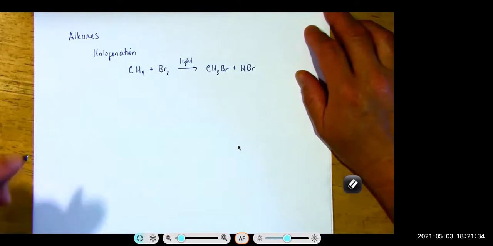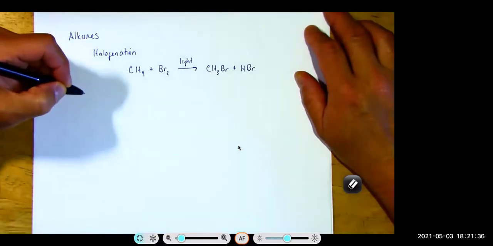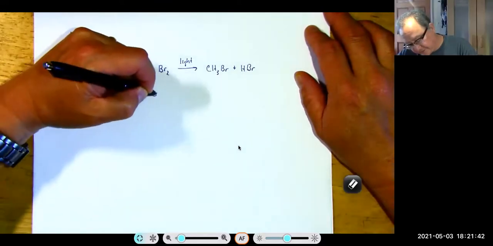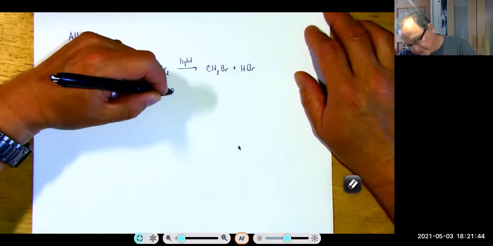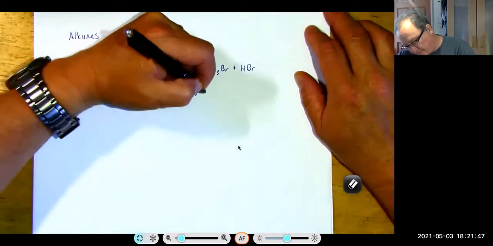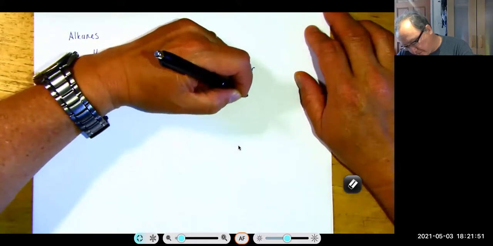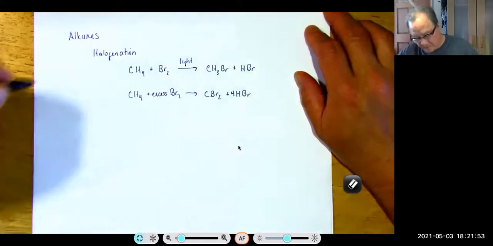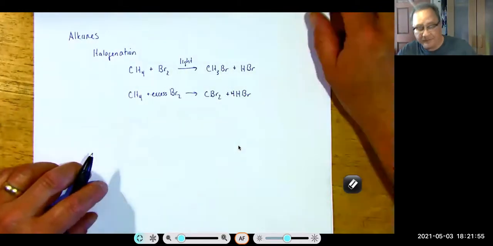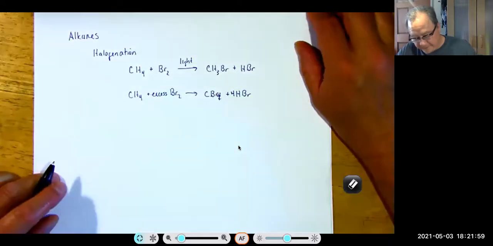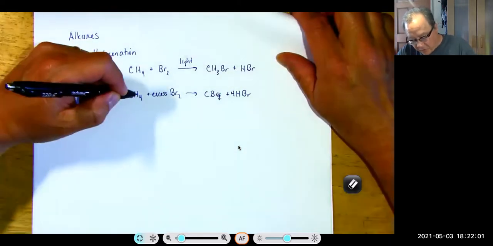Is this the one that you can keep adding bromines to? Right. If we did this, we would get this. Oops, this should be a 4. So all 4 get replaced.